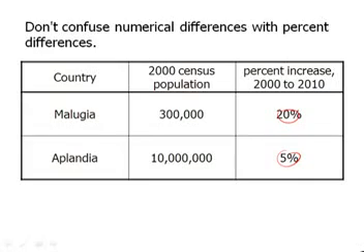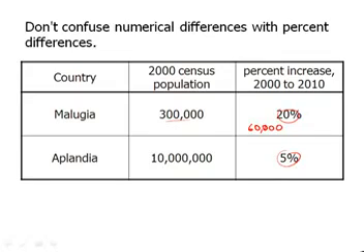But of course, the GRE is probably not going to ask you a question about numbers printed on the page. They would be more likely to ask something like, which one had more people added to the population between 2000 and 2010? All right, well, that's tricky. So Malugia, they added 20%. So 10% of that number is 30,000. So 20% would be 60,000. There are 60,000 more people in Malugia.